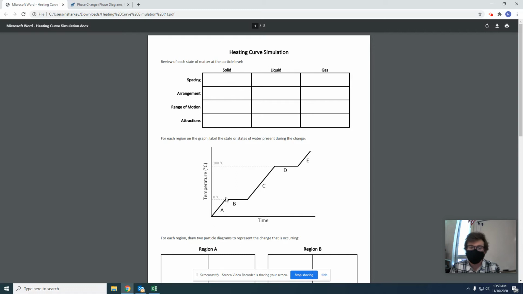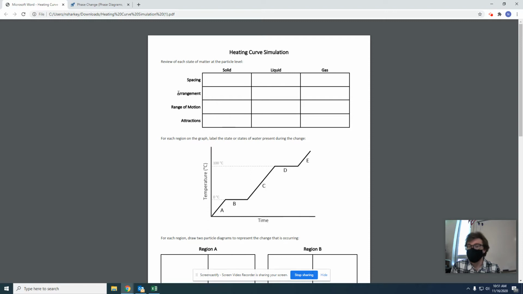So up here at the start of the simulation, we want you to go through each of these boxes and define each of these terms for each different state of matter. When we think about a solid and the spacing, we're talking about the space in between particles. So if you could briefly fill in what the spacing for solids, liquids, and gases are, mainly focusing on what the differences are. Same for the arrangement.